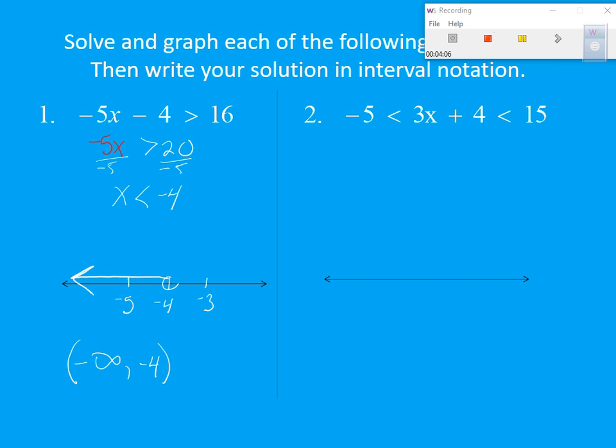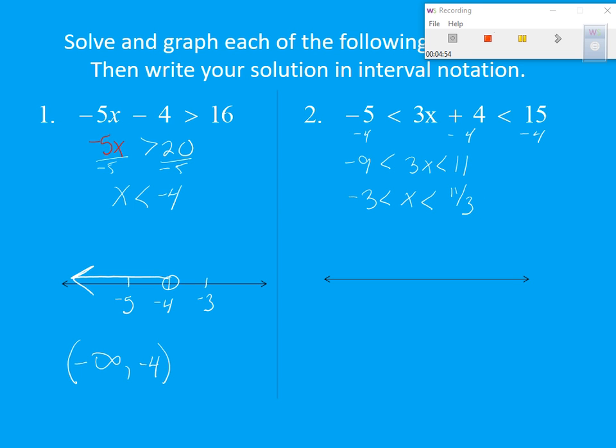What I would like to do this year, though, is solve 2 equations at the same time. It's just quicker. So I've got negative 5 is less than 3x plus 4, which is less than 15. I'm going to try to get x in the middle all by itself. So I'm going to subtract 4 from all 3 sides. So I've got negative 9 is less than 3x, which is less than 11. Then I'm going to divide everything through by 3. So I've got negative 3 is less than x, which is less than 11/3.